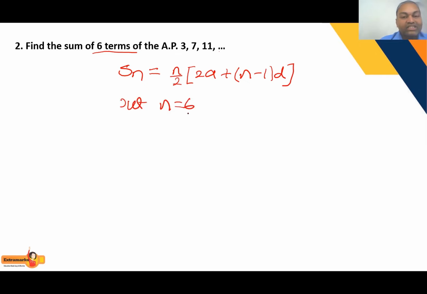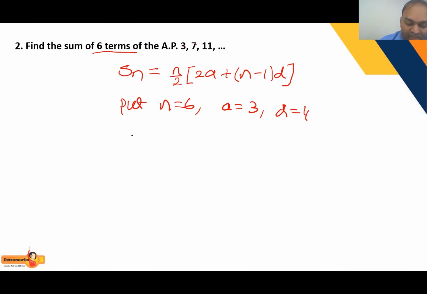Then next, what is a? A is the first term. So a is equal to, here by the condition, 3. So write here a is equal to 3. Next, what is d? D is the common difference. Common difference is equal to, here you see, second term minus first term, 7 minus 3, 4. Third term minus second term, 11 minus 7, again the answer is what? 4. So the common difference is equal to 4, right? Now substitute all three values in the given problem.